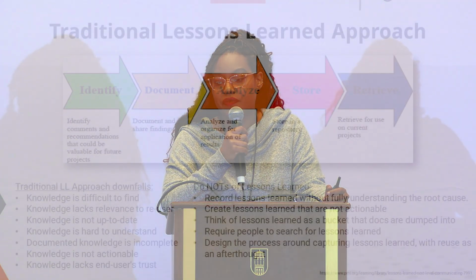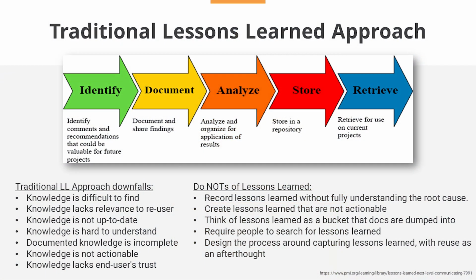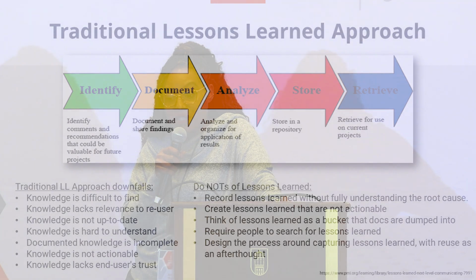Knowledge is also lacking relevance to the reuser, and when that happens we know that the lessons learned process is not working and not effective. Whenever knowledge is not up to date, we know that the lessons learned approach is not being effective as well. Documented knowledge is incomplete. Knowledge is not actionable.